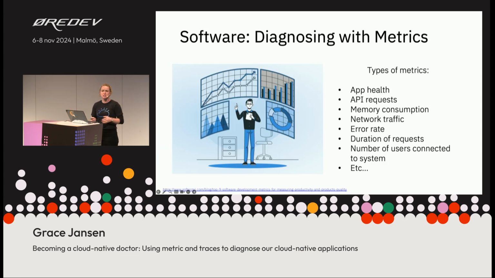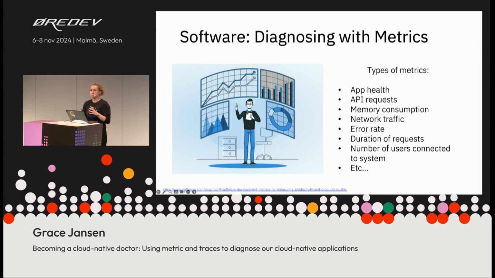And we do exactly the same thing in software. In software, if things go wrong, we immediately start looking at our metrics. It might be CPU usage, memory usage, API calls. It might be network traffic. There's lots of different metrics we use in computing and in cloud-native applications as well.